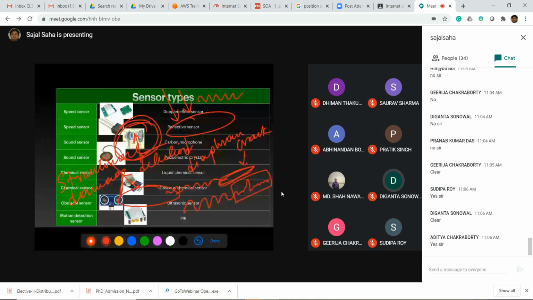Not only in bridges, it can be used in any building to check whether any damage is happening inside or not. So for that also it can be used.